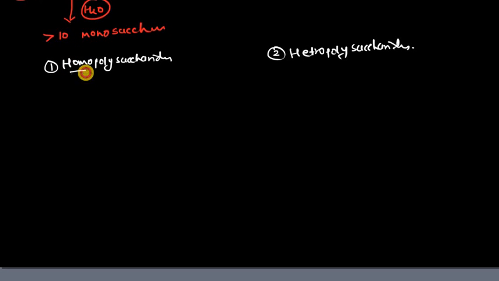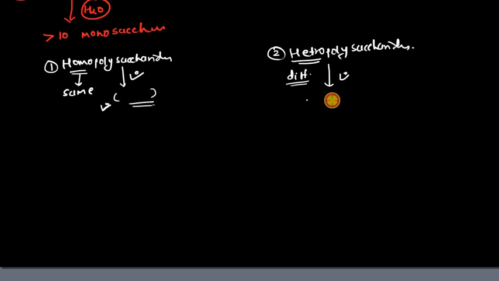Homo means the same. So if you hydrolyze these and all the monomer units are of only one single type, you consider it a homopolysaccharide. Hetero means different. So when you hydrolyze these and you get two or more different types of sugar, you consider the substance a heteropolysaccharide. Homo is a polymer of the same monosaccharide units, and heteropolysaccharide is a polymer of different monosaccharide units.